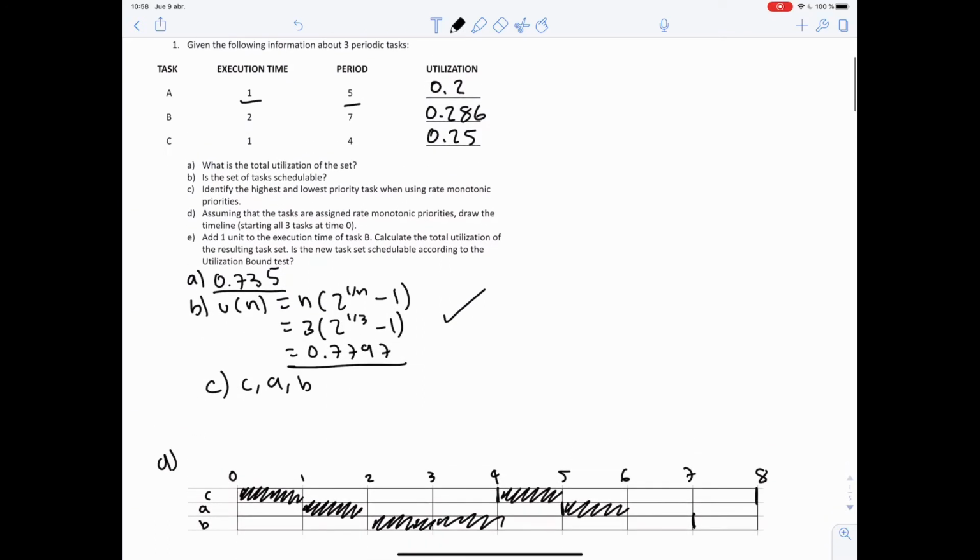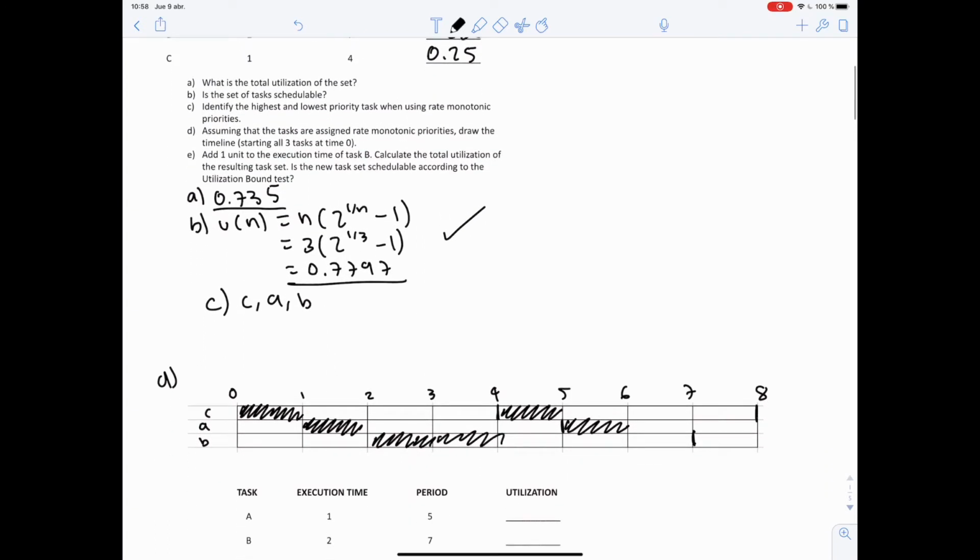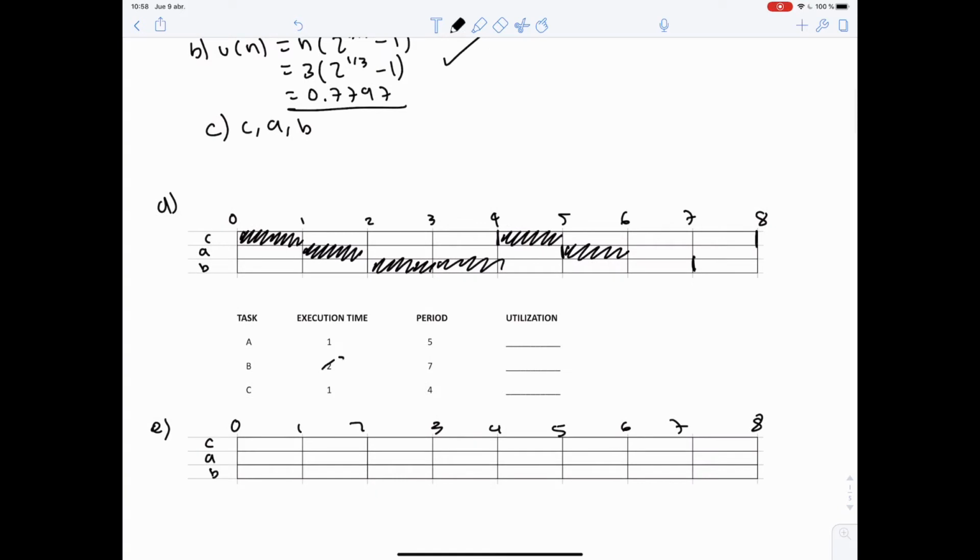Part E asks us to add 1 unit to the execution time of task B, so that'll be 3, and recalculate the utilization. So we have 1 over 5, so that's 0.2. Then we have 0.429, because we have 3 over 7, and 0.25. We add them all together and we get 0.879. We know that U3 is 0.7797, and this is not greater than the total utilization, so this is not schedulable using the UB test.